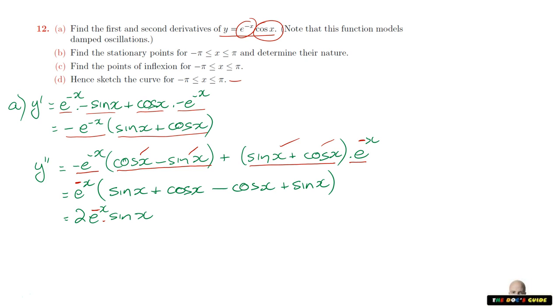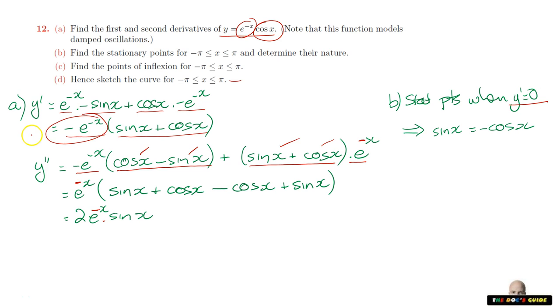To find the stationary points, we know that that happens when y dashed equals 0. So this term can never equal 0. So it's when sine x plus cos x is 0. And that's a fairly difficult problem on its own. That certainly bumps this into extension 1 realms.